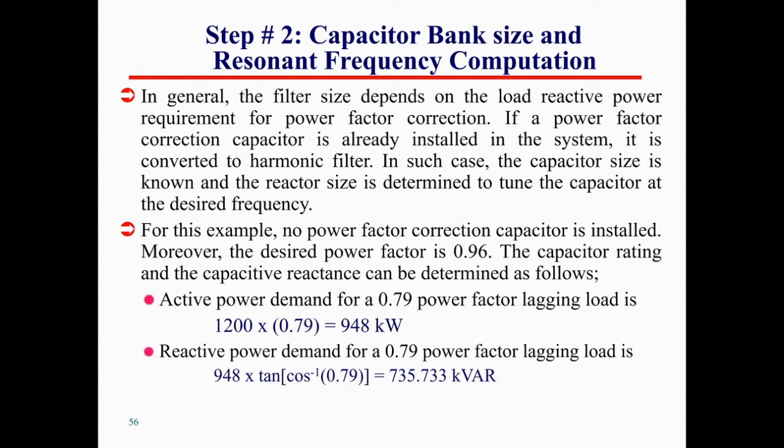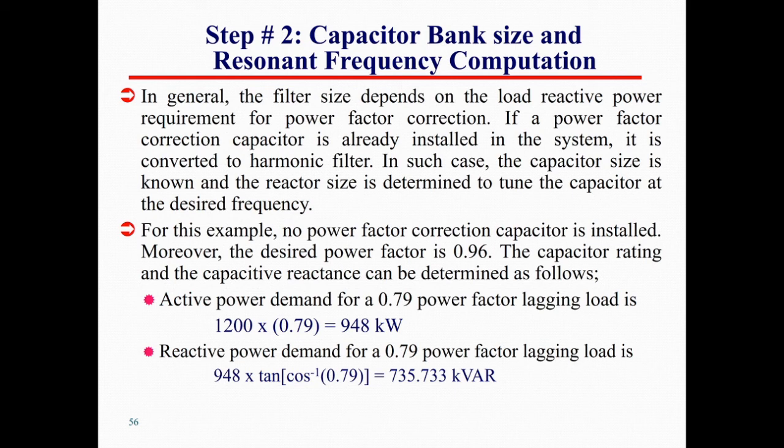For example, in this particular example, there is no power factor correction capacitor installed. Moreover, the desired power factor is 0.96. The capacitor rating and the capacitive reactance can be determined by using the following.